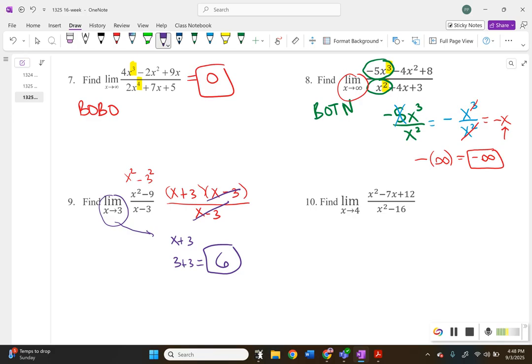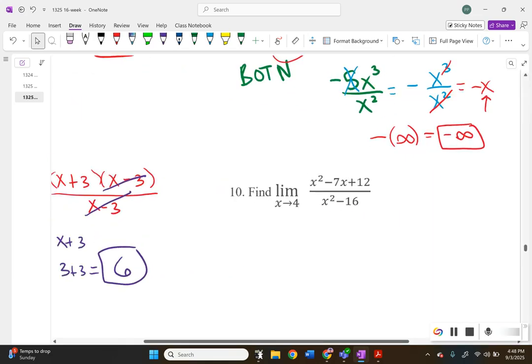Number 10, the limit as x approaches 4. I'd like to plug 4 in right now, but if I did, in the denominator, I would have 16 minus 16, which is 0, and that's a problem. So I'm going to factor, cancel, and try again.